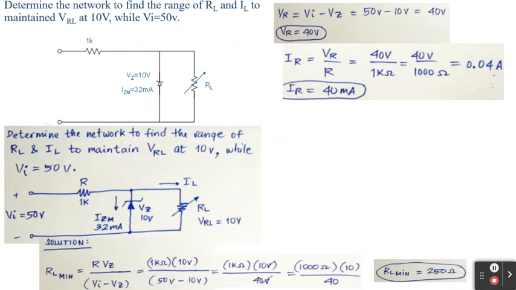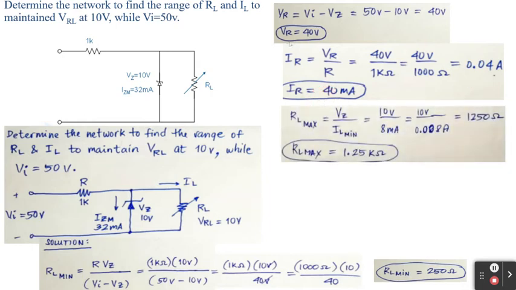Take note of this because so many people, students, and sometimes even electronics engineers, may forget to put the unit, and this is very important to put. So if you want, you can convert it to milliamperes by simply multiplying 0.04 amperes by 1000. So we will be getting 40 milliamperes.